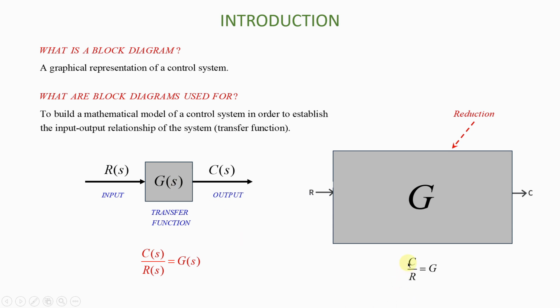And so the ratio of the output to the input is actually equal to the transfer function of the system. So what is the transfer function of the system? The transfer function of the system is pretty much the gain of the one block that will replace all the blocks in the system but still produce the same outcome as the system. Okay, so very, very important to understand that.